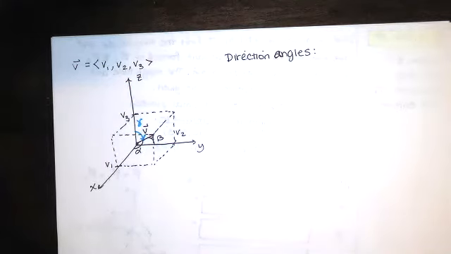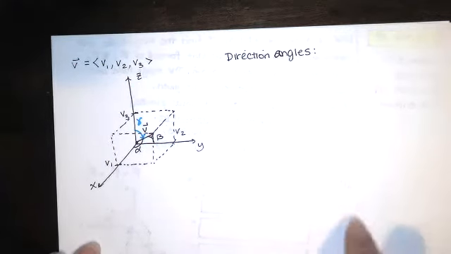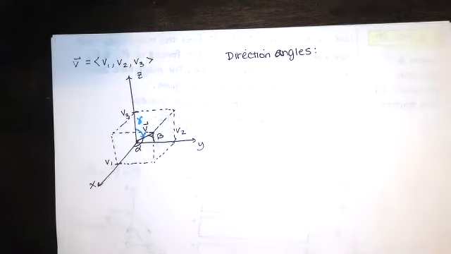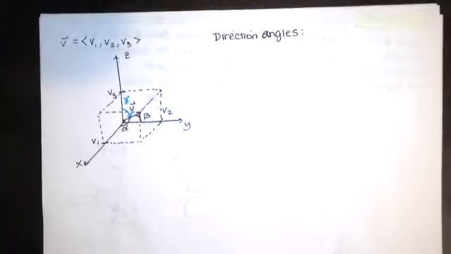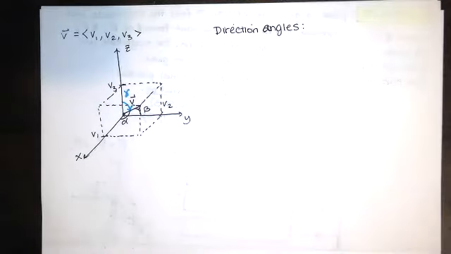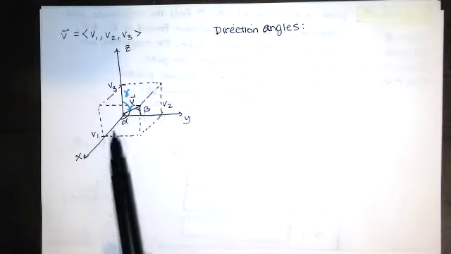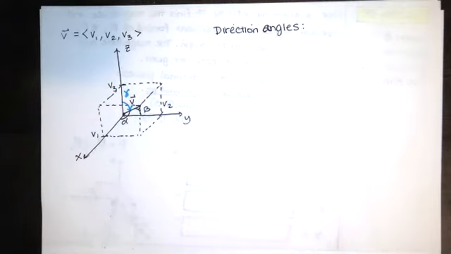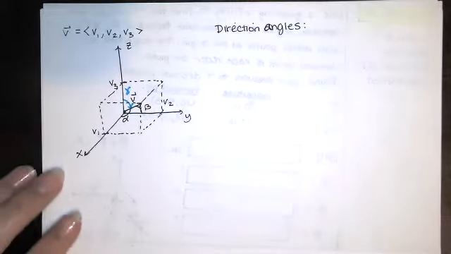That's what they are referring to when they have that alpha, beta, and gamma in the solution, or they have boxes for alpha, beta, and gamma in the solution. So they want you to find the three angles that the force makes with the positive x-axis, the positive y-axis, and the positive z-axis.